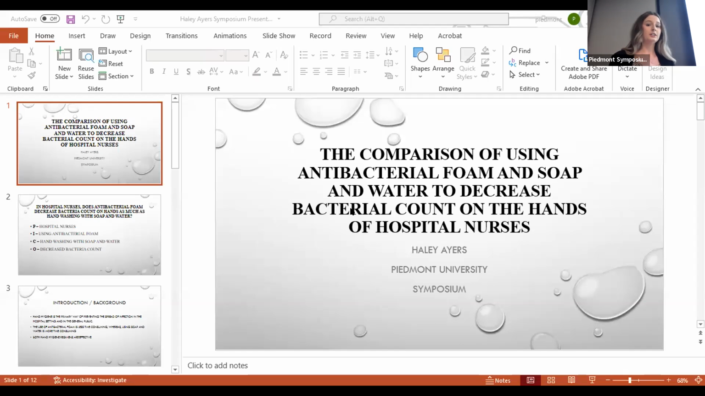So in conclusion, it is proven that hand hygiene using soap and water is more effective in decreasing bacteria count than using antibacterial foam. Therefore, the research studies found that hopefully improve the nursing profession by showing that the use of antibacterial foam is not as effective with decreasing bacteria count as it would be to use soap and water. So just wash your hands. And there's my references.